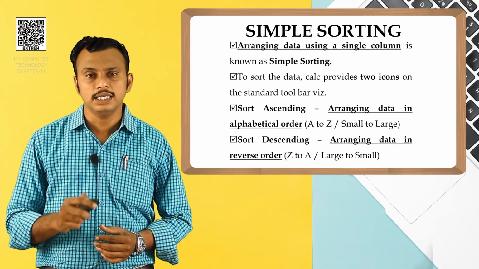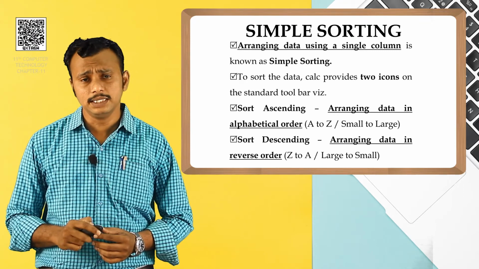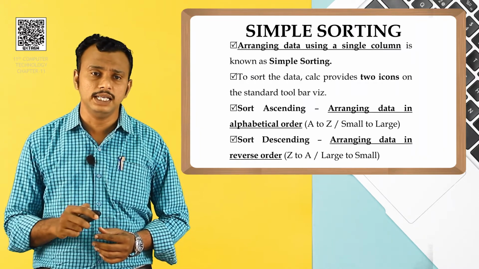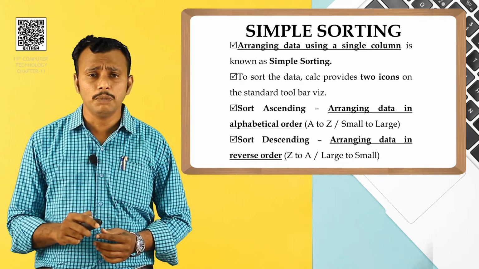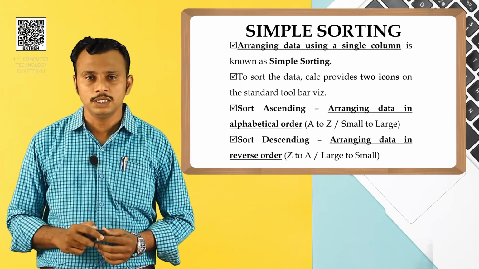Then, what is meant by the sort descending icon? Arranging the data in reverse order is called sort descending. We go by Z to A, that is large to small. Can you understand, students? Using the technique called simple sorting.